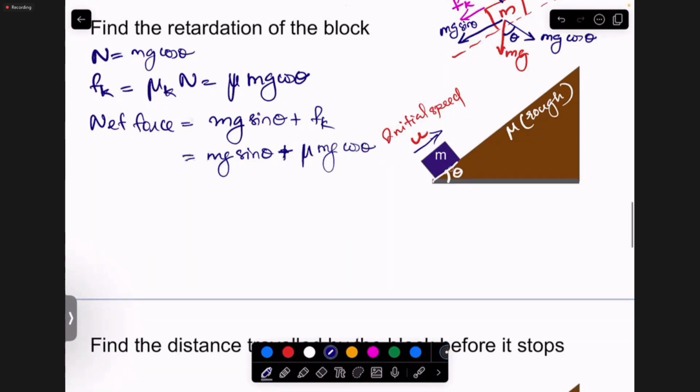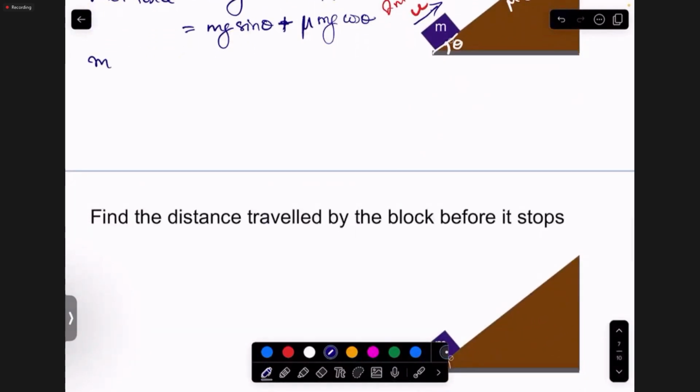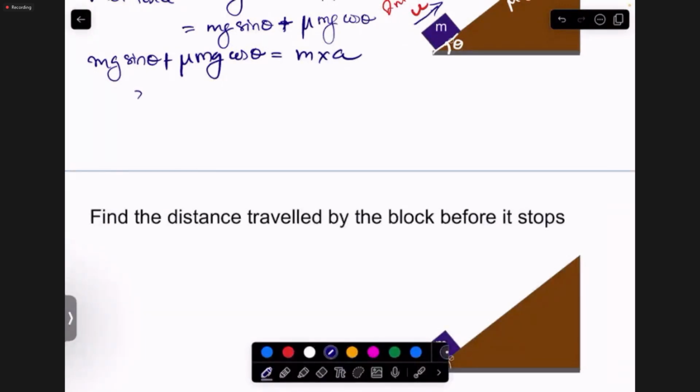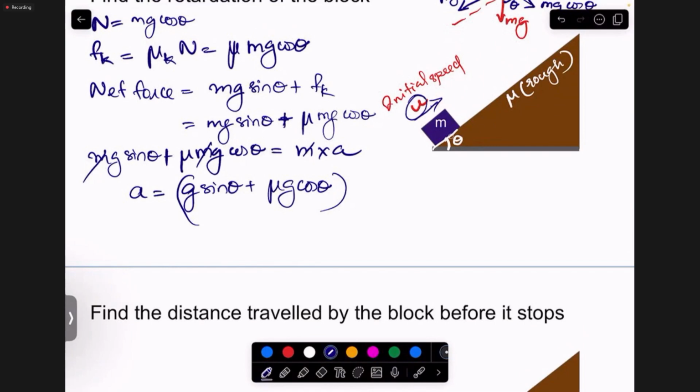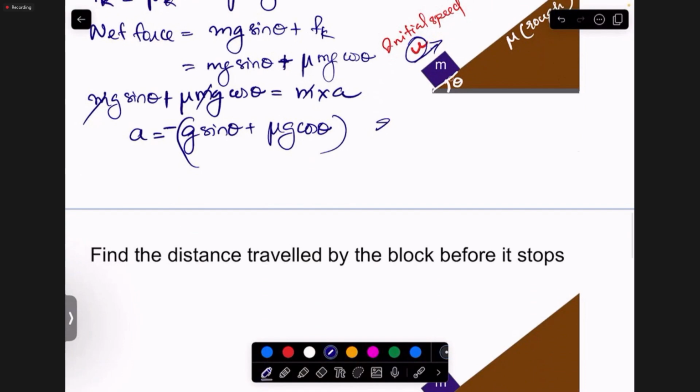Okay. Now net force equal to mass times acceleration. So mg sine theta plus mu mg cos theta equal to mass times acceleration. So acceleration equal to, m gets cancelled out, g sine theta plus mu g cos theta. And if you're taking u as positive, then a is negative because it's opposing the motion. So that is the retardation over here.